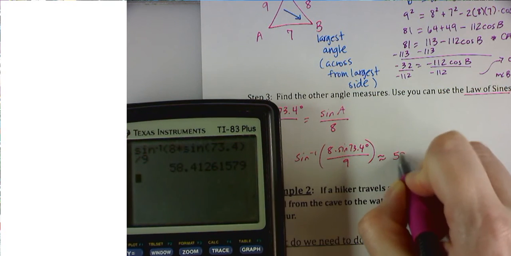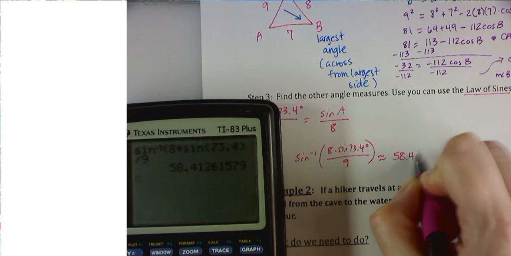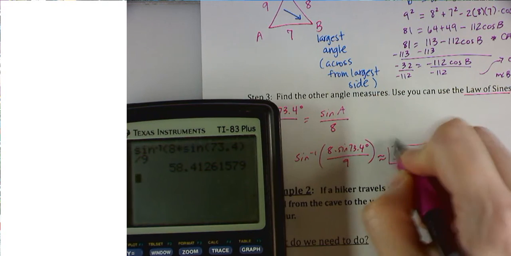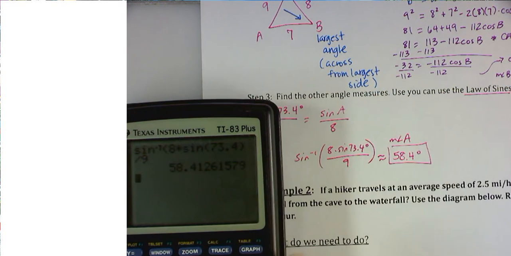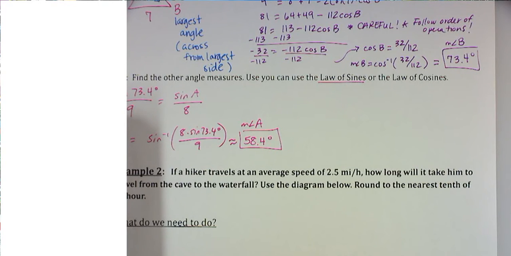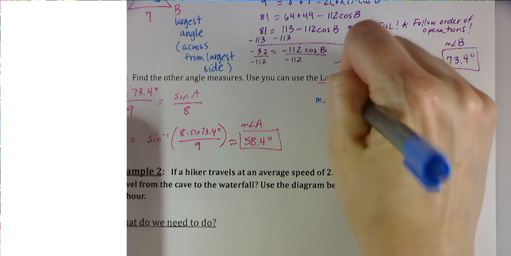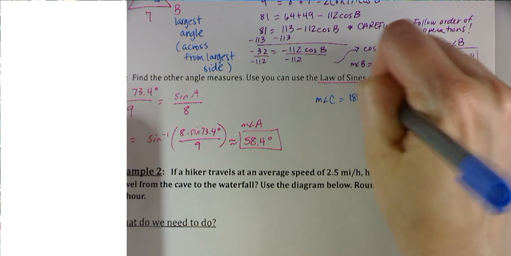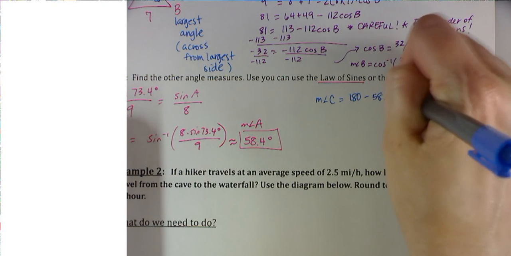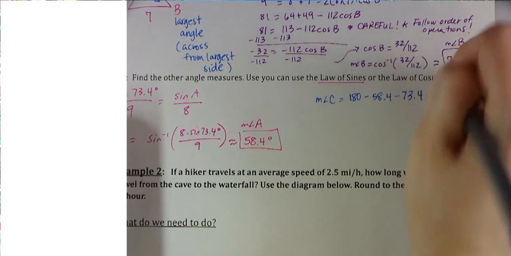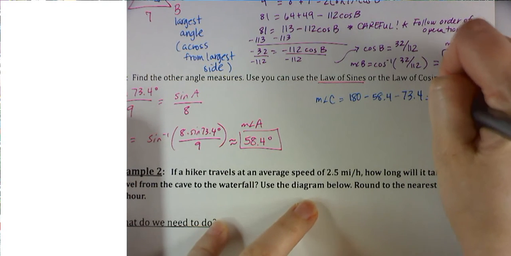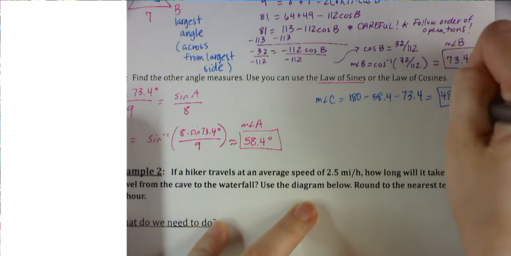You could use the law of cosines again, but if you've already found two angle measures, the quickest way to find the measure of angle C is to do 180 minus 58.4 minus 73.4, and that will give you 48.2 degrees. Okay, so those are the two cases that you would use the law of cosines for.